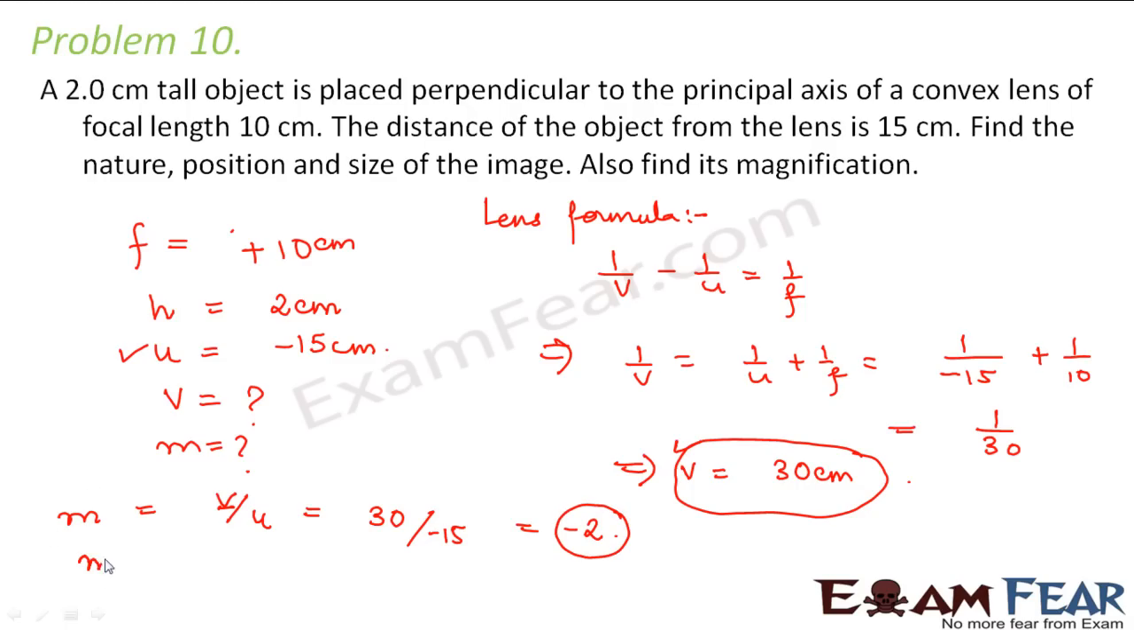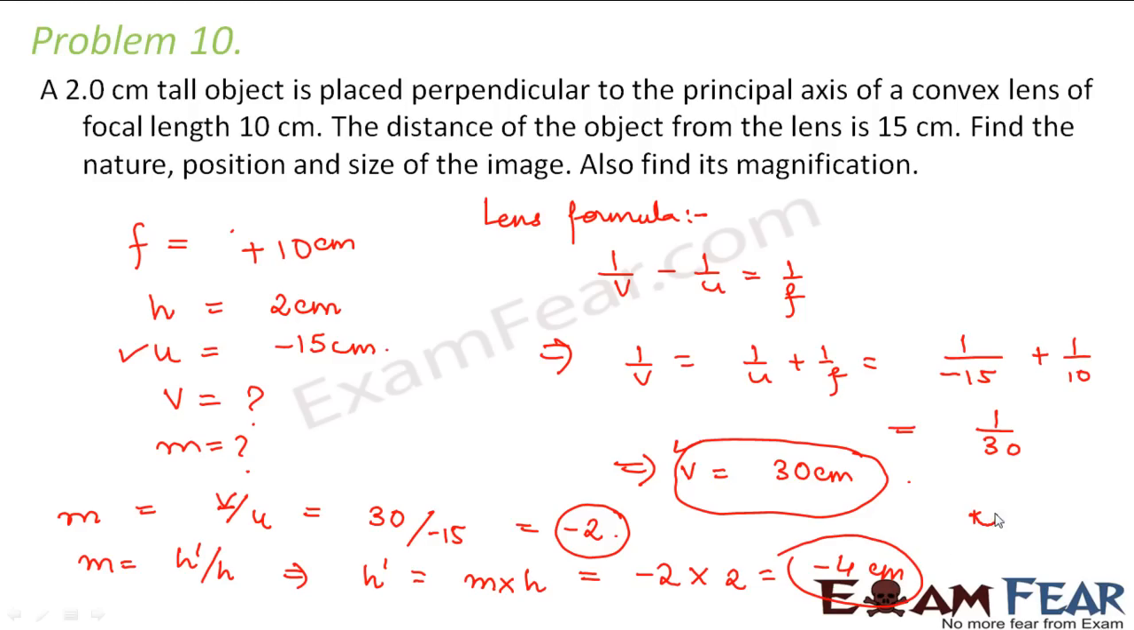So using this magnification, we found out the magnification. Now using this we can find out the height of the image. So height of the image H dash becomes equal to magnification into height of the object. That is equal to minus 2 into 2 centimeters, that is minus 4 centimeters. So the size of the image is 4 centimeters and the nature of the image is real and inverted. So what kind of image is formed? Real, inverted, enlarged, and the location of the image is 30 centimeters from the optical center.